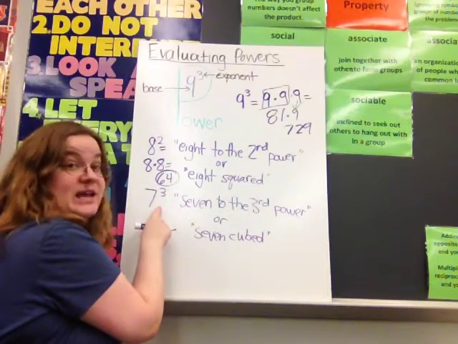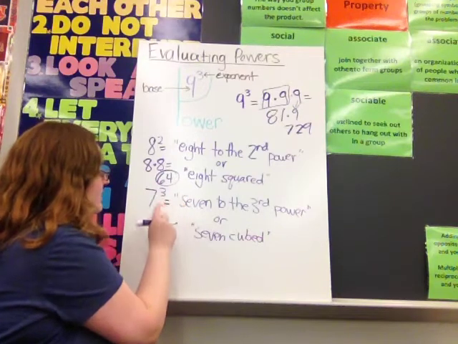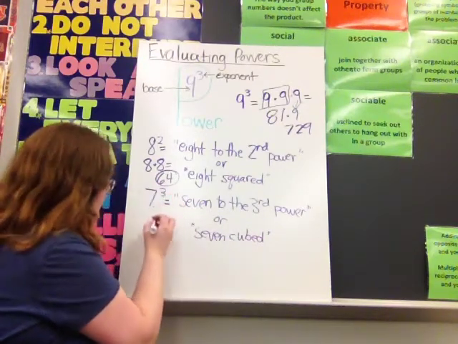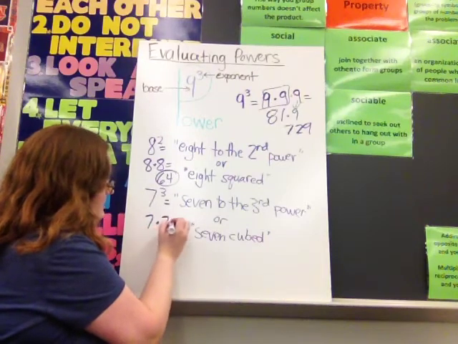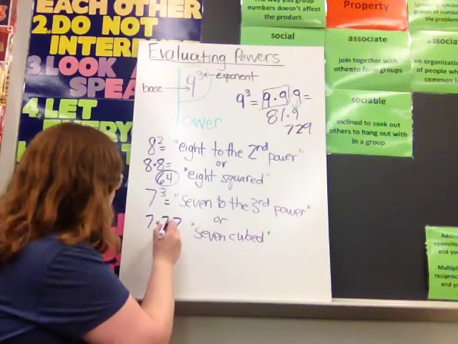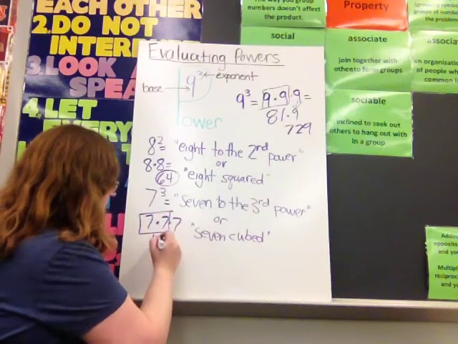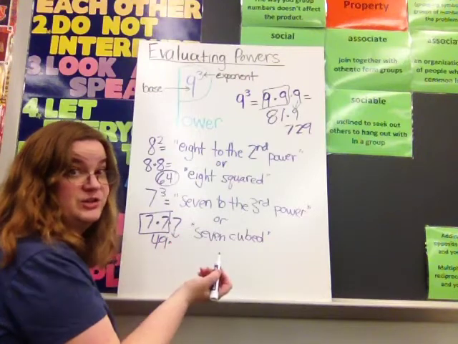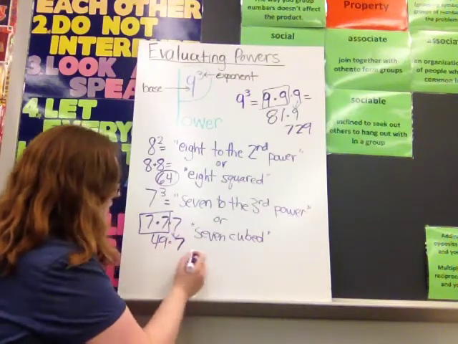All right, let's take a look at 7 to the third power. Okay, what does this mean? It means that you have 3 7s multiplied together. 7 times 7 times 7. Okay, so 7 times 7 is 49. I've got this extra 7 hanging out, so I want to make sure that I use it. And so 49 times 7.